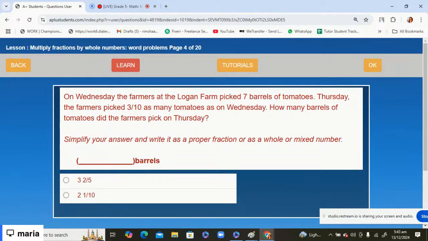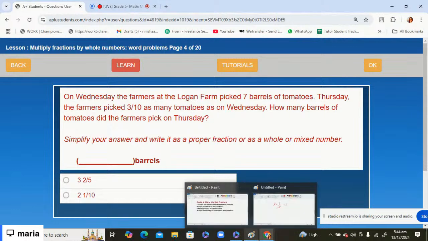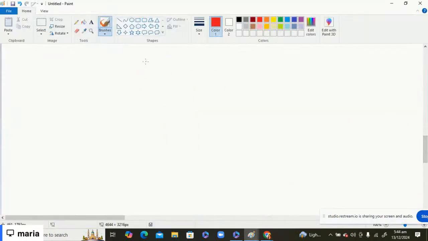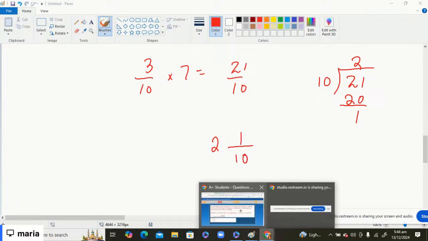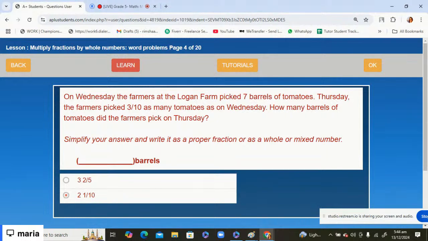On Wednesday, the farmer of the Lagon farm picked 7 barrels of tomatoes. Thursday, the farmer picked 3/10 as many tomatoes as on Wednesday. So, how many barrels of tomatoes did the farmer pick on Thursday? So, 7 times 3/10. When you check 3/10 times 7, it's 21/10. Okay, now we are going to divide. 21 is inside, 10 is outside, 10 times 2 is 20. So 1 is left. So 2 into 1/10. Okay, so this is the answer, option B.